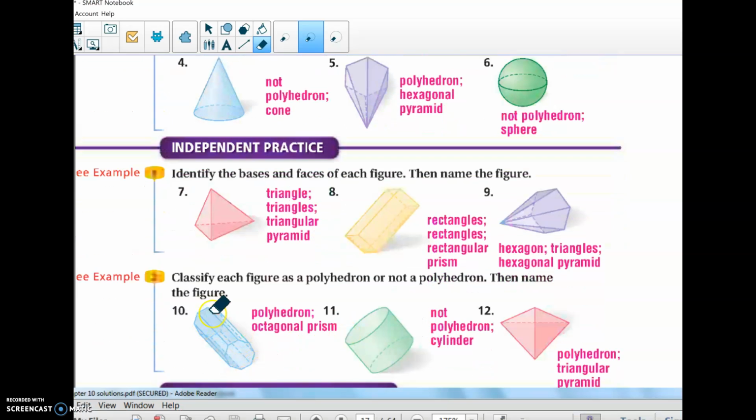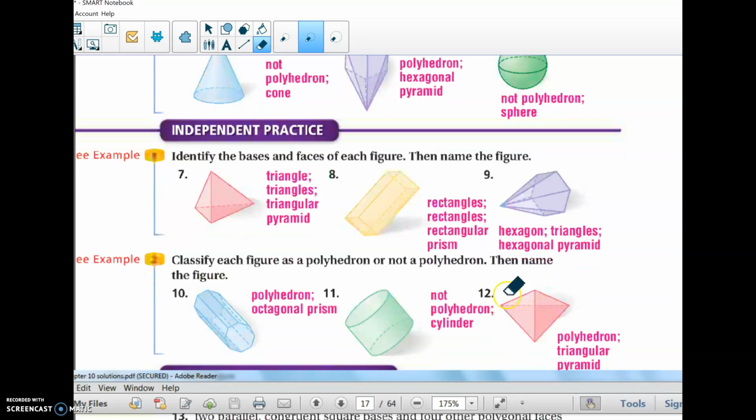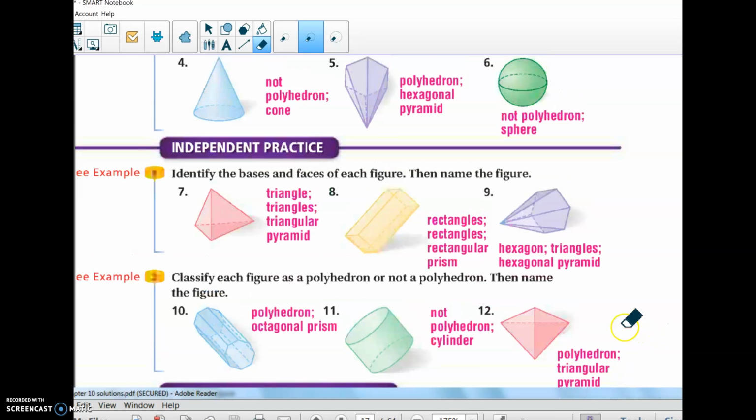This is a polyhedron, and it's called an octagonal prism. This is not a polyhedron because there's a circle, and that is called a cylinder. This is a polyhedron, and it's a triangular pyramid. Okay? Any questions on that, you can ask me when I'm back on Wednesday.